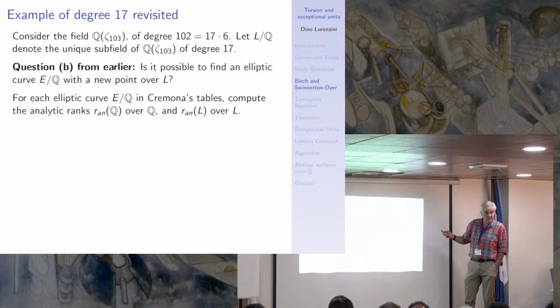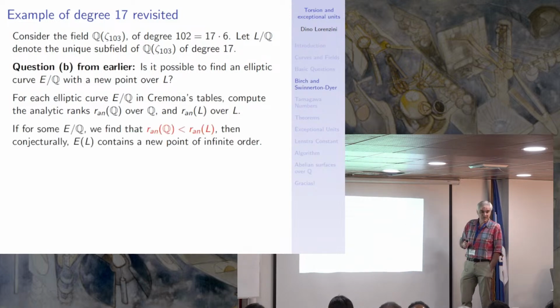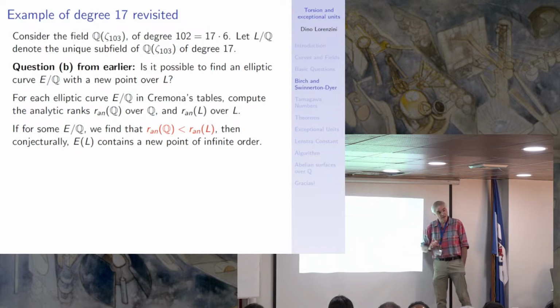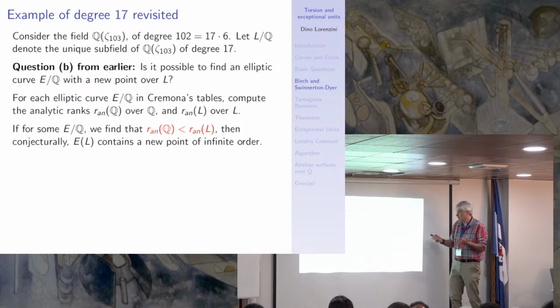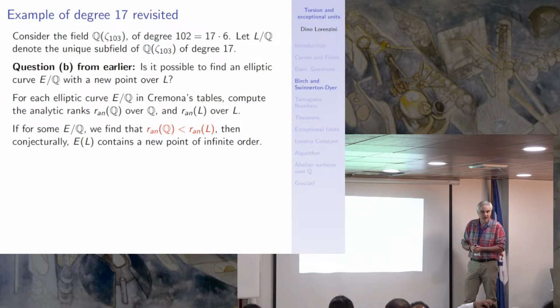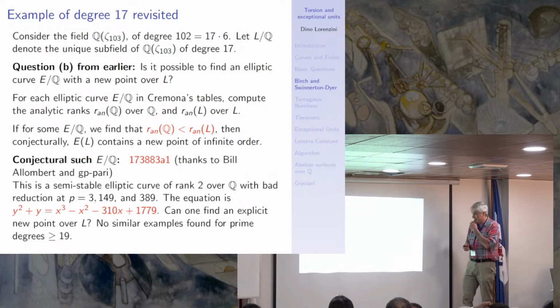Because what am I looking for? I'm looking for a difference, right? I want the rank over Q to be strictly less than the rank over L, and that would mean a new point, and in fact, a new point of infinite order in my elliptic curve, right? So now it's just a matter of can you do the computations or not, right? And there is one, right?